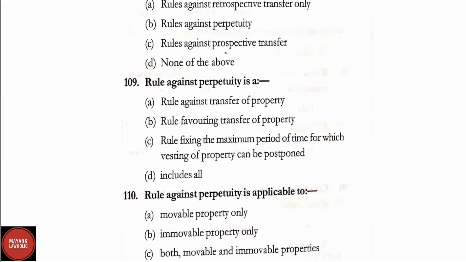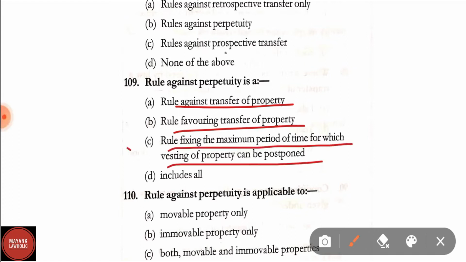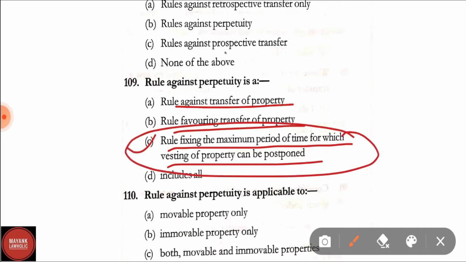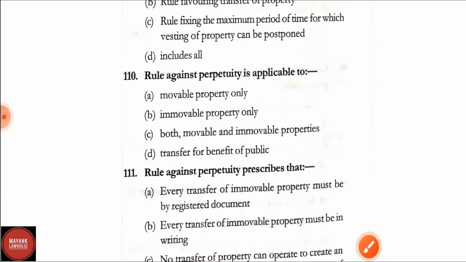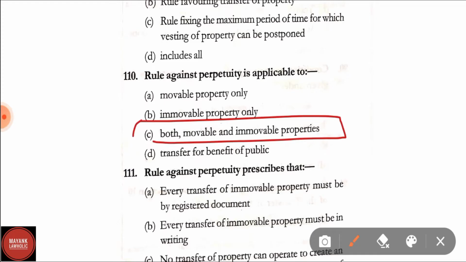Question number 109. Rule against perpetuity is a rule against transfer of property, rule favoring transfer of property, rule fixing the maximum period of time for which the vesting of property can be postponed. Correct answer is option C, that is rule fixing the maximum period of time for which vesting of property can be postponed. Question number 110. Rule against perpetuity is applicable to movable property, immovable property, both movable and immovable properties, or transfer for the benefit of public. Here the correct answer is option C, that is both movable and immovable properties.